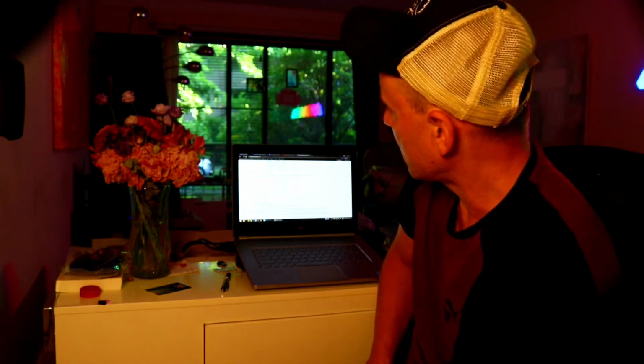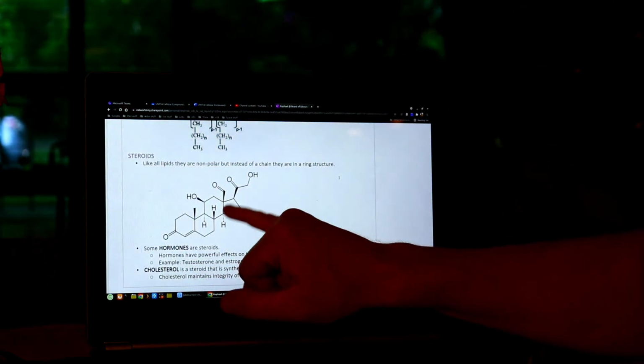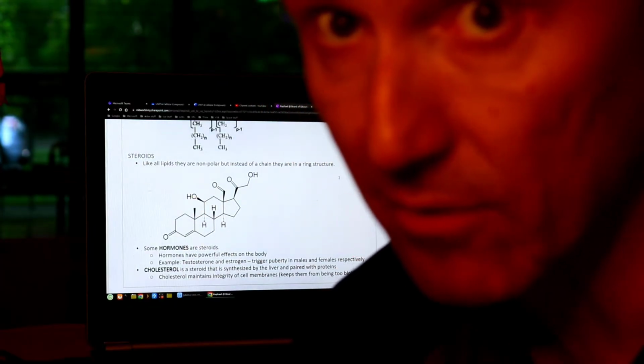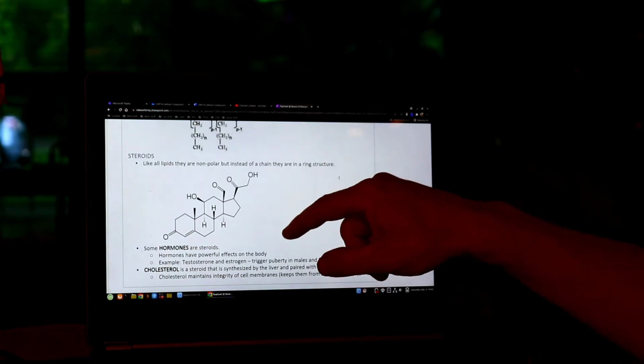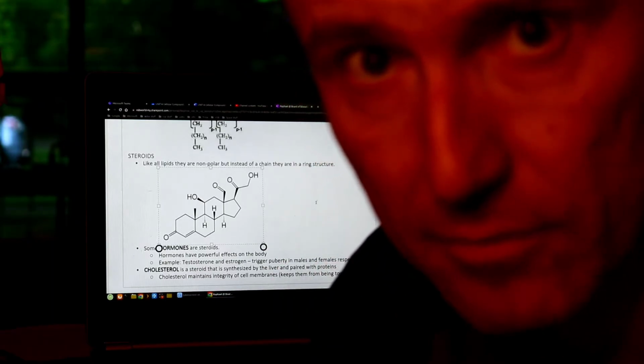So steroids, if you lift, you have probably heard about taking steroids and things like that. Basically, they are also non-polar, but they have a ring structure. Instead of being a chain, they are ring structured, and they can actually cross cell membranes very easily because they're non-polar. They can cross cell membranes, and they have very powerful effects. Some steroids are hormones, and they have very powerful effects on the body.